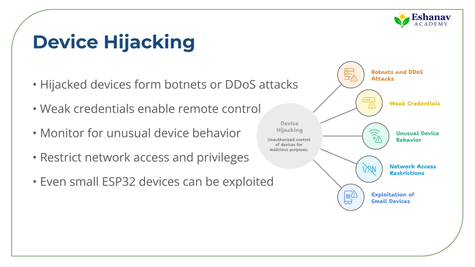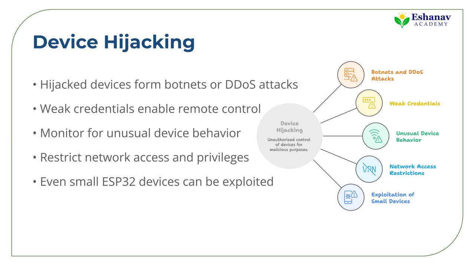IoT devices can be hijacked to form botnets, mine cryptocurrency, or launch DDoS attacks. This usually happens due to weak passwords, unencrypted communication, or outdated firmware. The Mirai botnet demonstrated that even minimal devices can be co-opted at scale. Once compromised, devices behave unpredictably. False alarms, unexpected commands, or even physical damage.